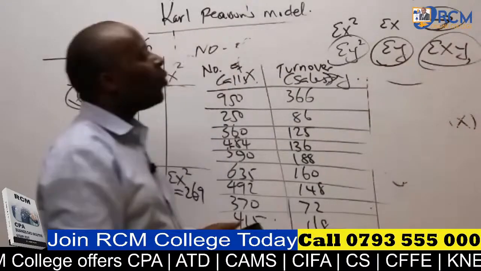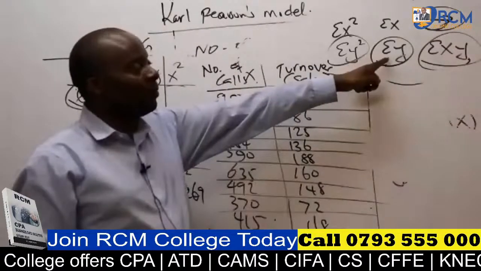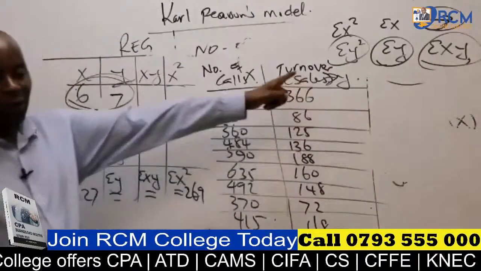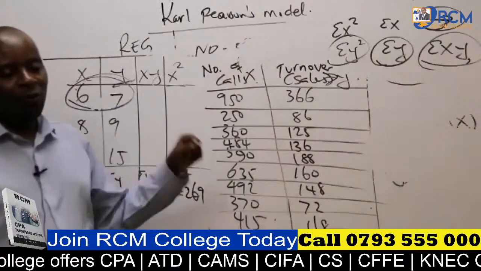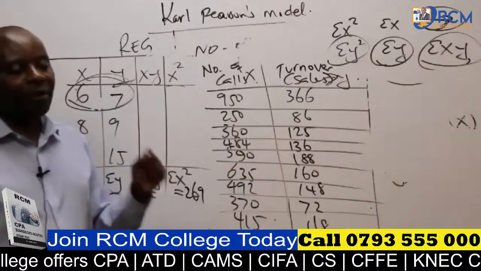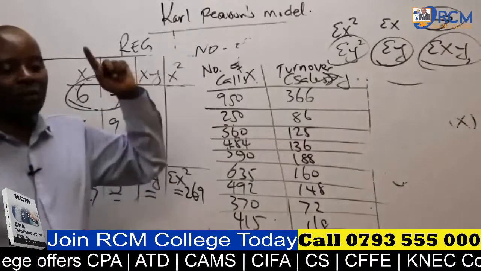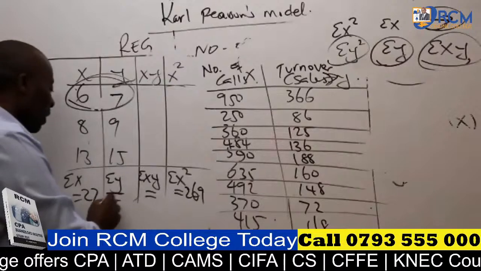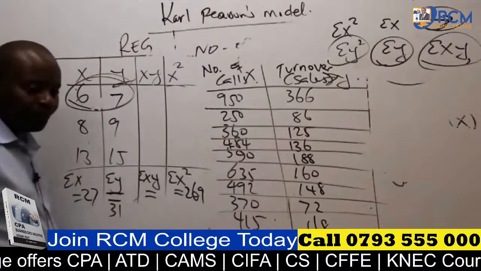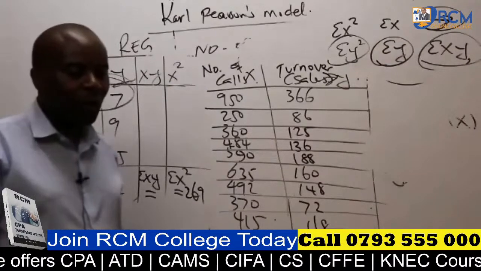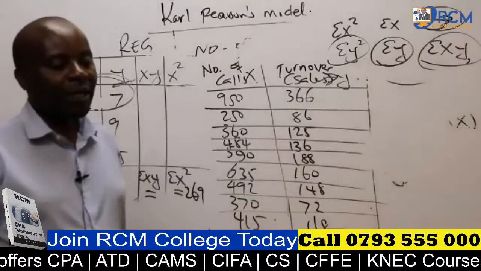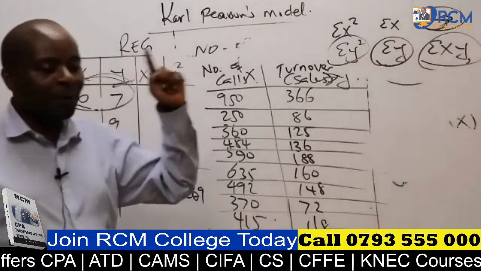How I wish I had a good student by now. This good student should have given me the sum of y. Robert tells me, Mwalimu, sum of y is 31. Is there anybody who can confirm for sure that sum of y is 31? Someone else. Lillian has confirmed. Lillian is a good student.